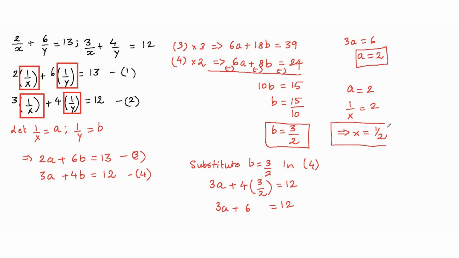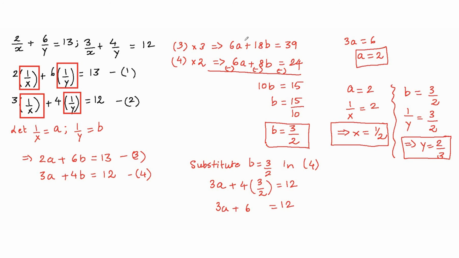So x is equal to half. Let's now find y. I know that b is equal to 3 by 2. But wait, what was b? b was 1 by y. So 1 by y is 3 by 2, which implies y is equal to 2 by 3. This is my second variable.